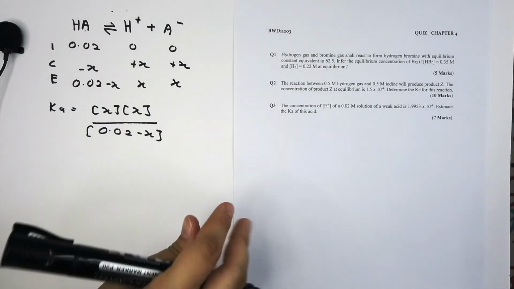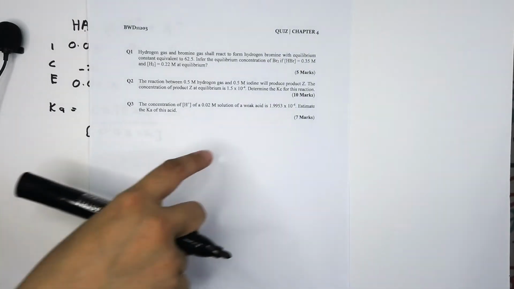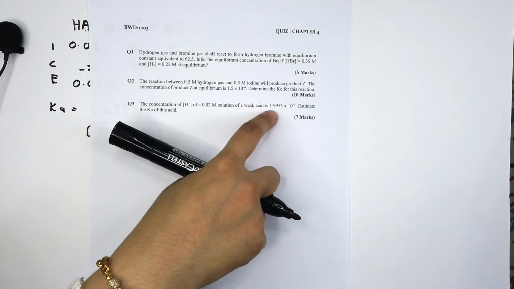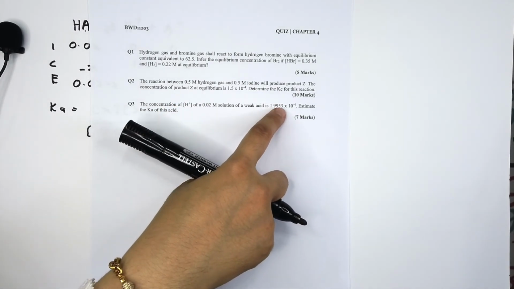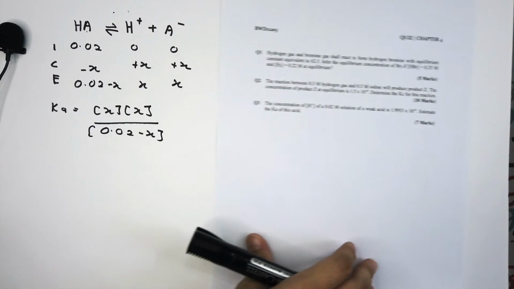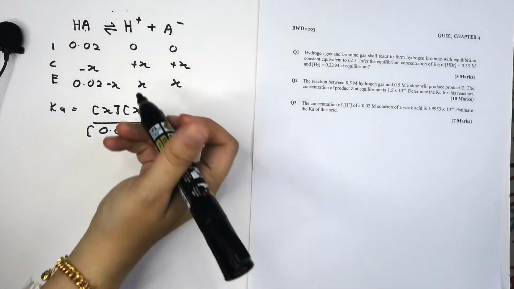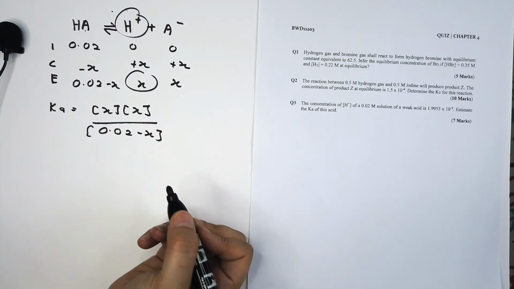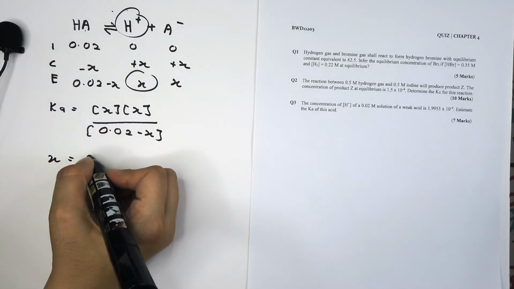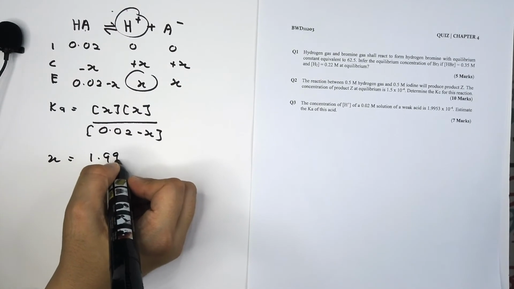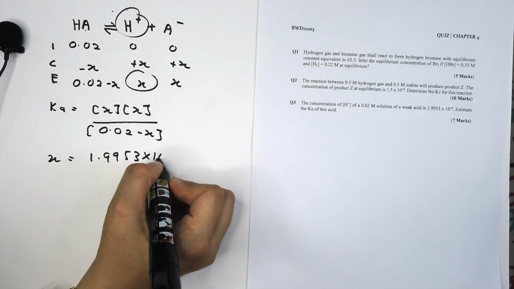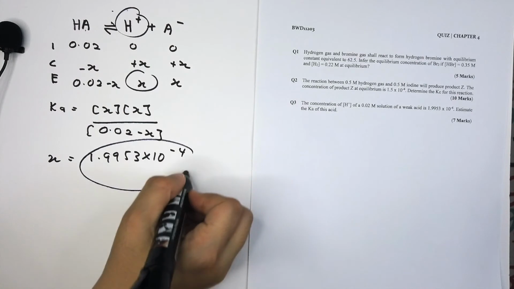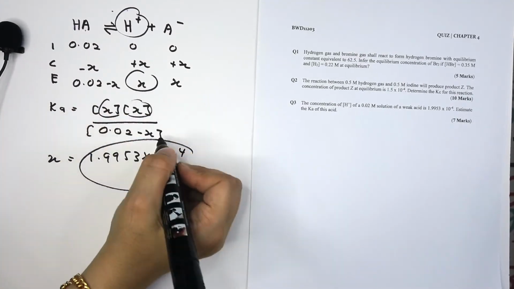Okay, the question says here that for the weak acid, the concentration of the H plus is equivalent to 1.9953 times 10 to the power of negative 4. So it means that this concentration of H plus is actually equivalent to x. So x is equivalent to 1.9953 times 10 to the power of negative 4. So what you need to do is plug in this value for all these x's.